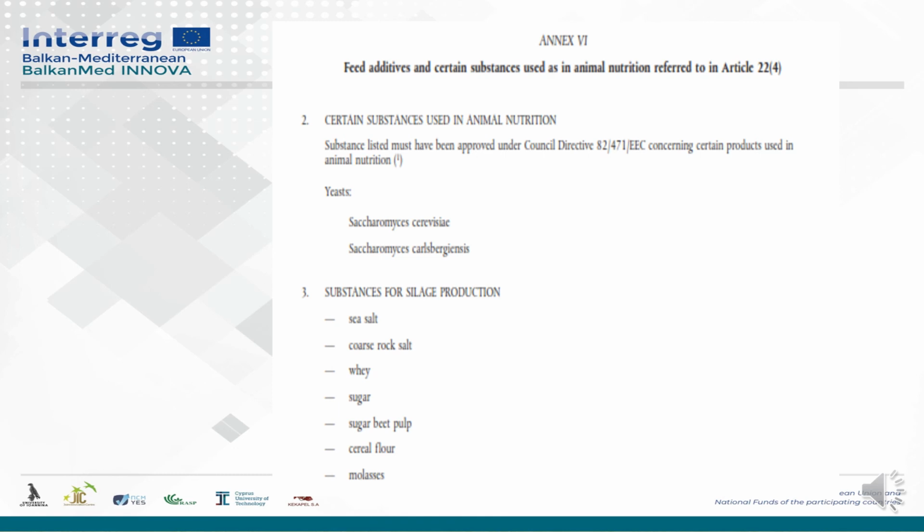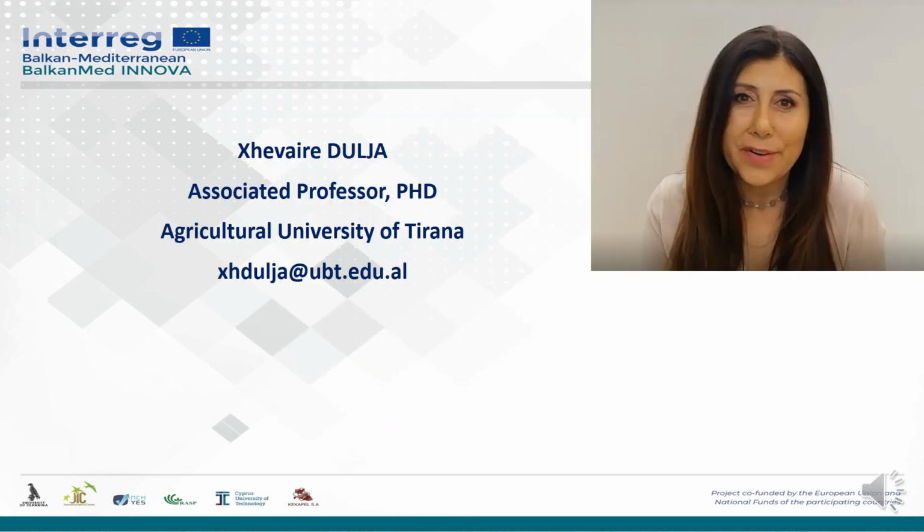We have another big group, certain substances used in animal nutrition, yeast. In this case, we have different yeasts like Saccharomyces cerevisiae and Saccharomyces carlsbergensis. Substances for silage production: sea salt, coarse rock salt, whey, sugar beet pulp, cereal flour, and molasses.